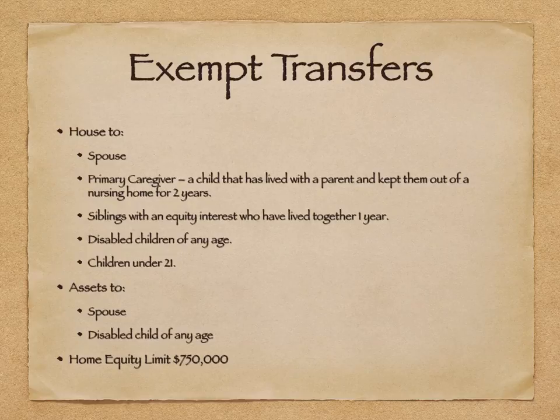There are exempt transfers. The house can be transferred to a spouse, to a primary caregiver child that has lived with a parent and kept them out of a nursing home for 2 years, siblings with an equity interest who have lived together for 1 year, disabled children of any age, or children under 21. Also, assets can be exempt to a spouse and disabled child of any age, and the home equity limit is $750,000.